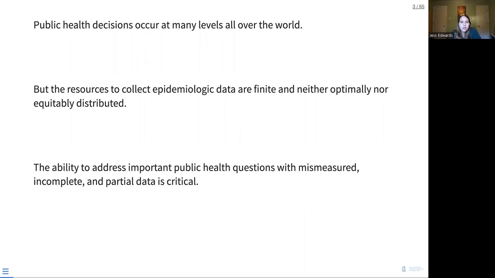The premise of this talk is that the people we work with make public health decisions at many levels all over the world, but the resources to collect epidemiologic data are finite and likely neither optimally nor equitably distributed. And so the ability to address important public health questions with mismeasured, incomplete, and partial data is critical. That's the motivation behind the talk I'm giving today, where we'll focus on mismeasured outcomes.